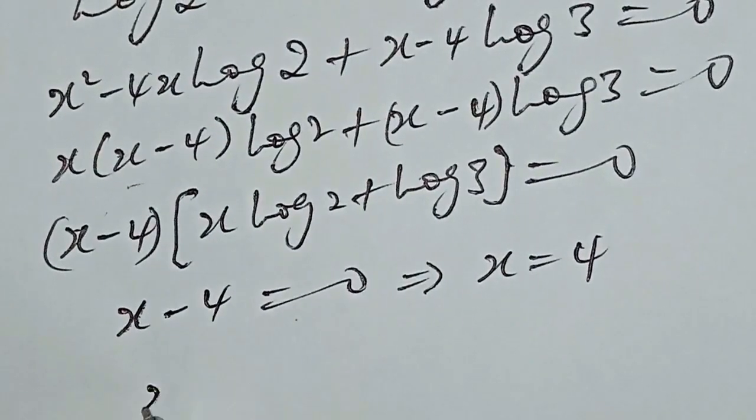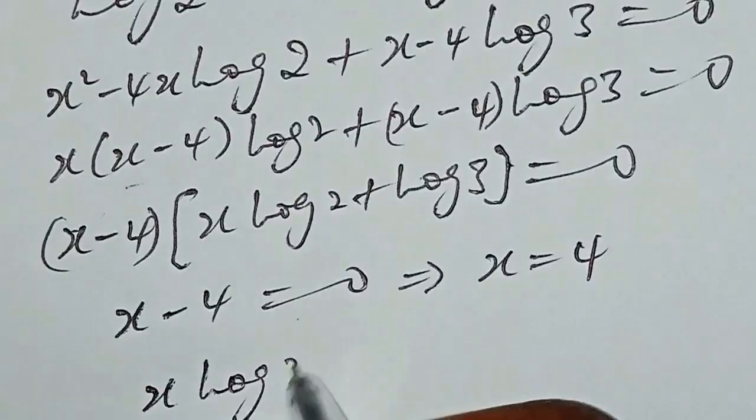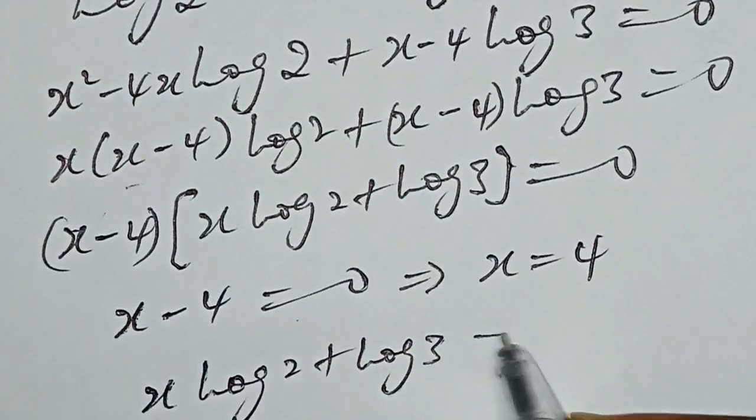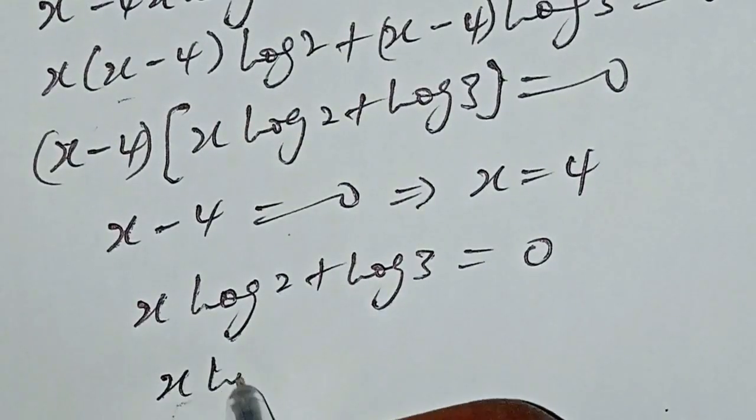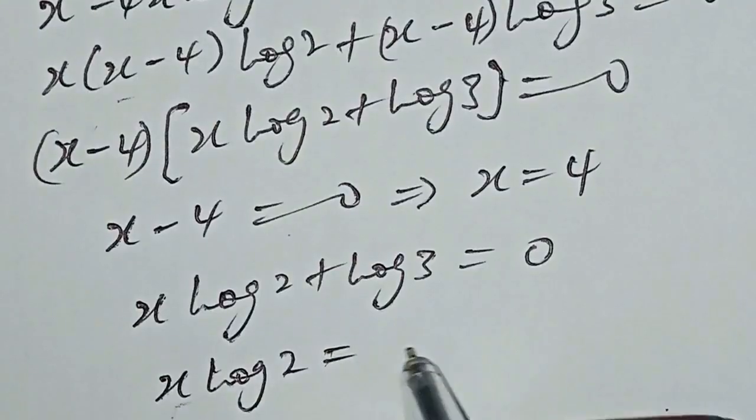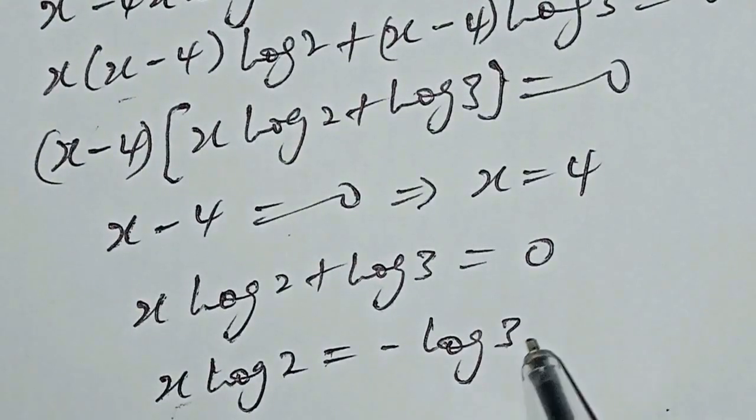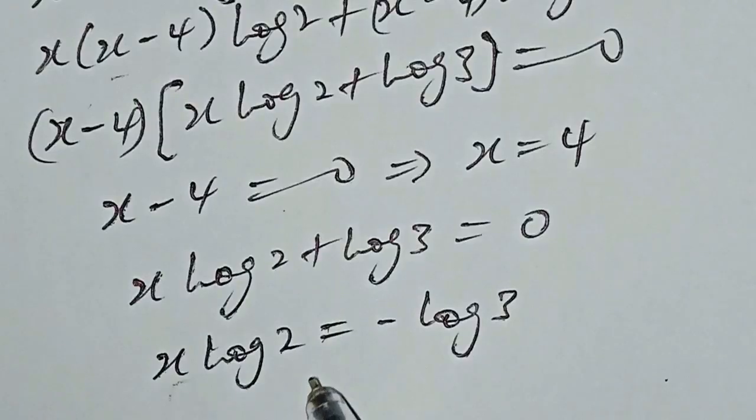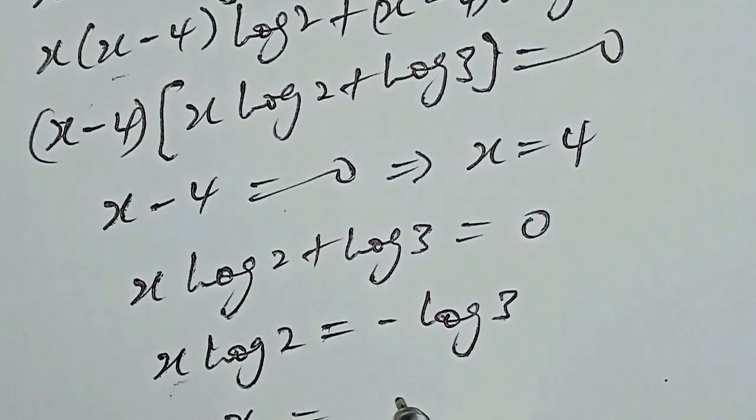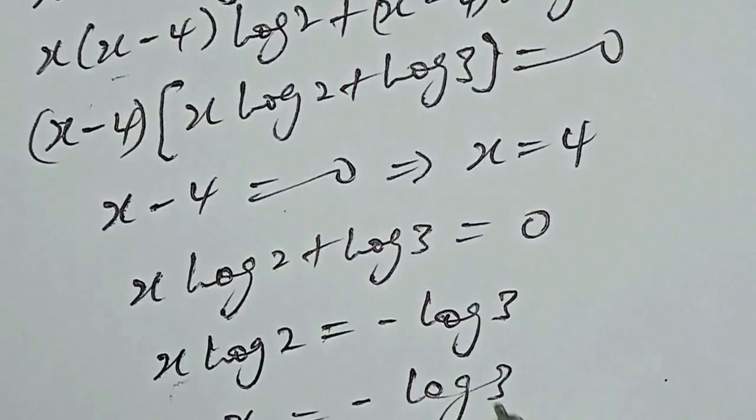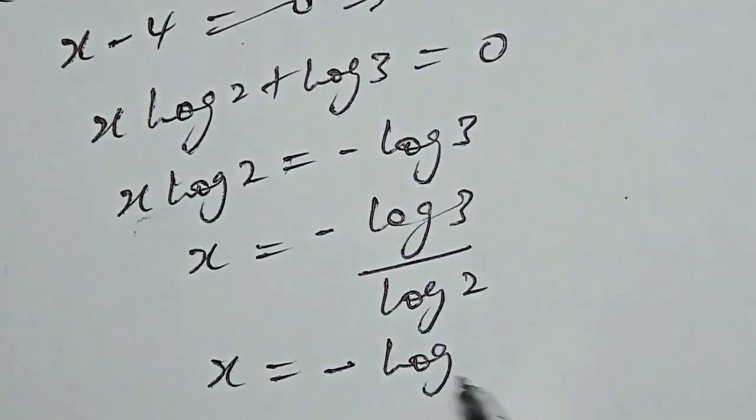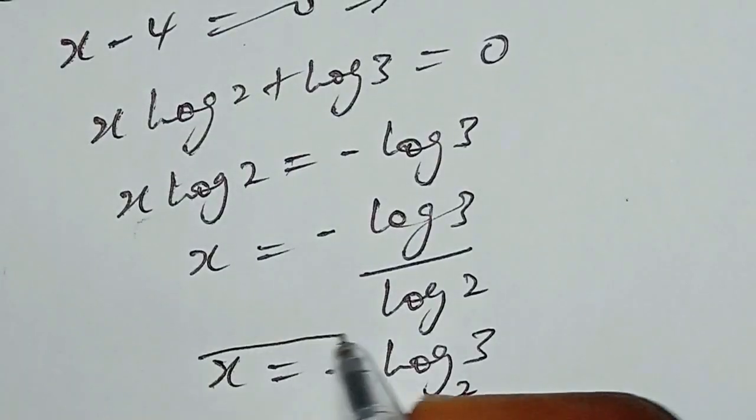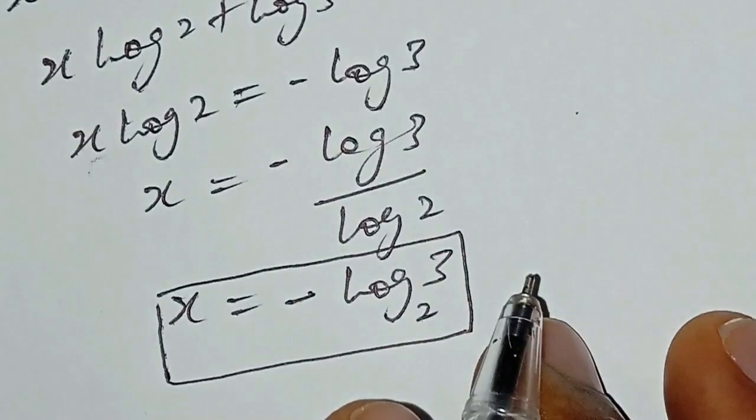Likewise, x log 2 plus log 3 equal to 0. So we'll move this to the right hand side. We have x log 2 then equal to minus log 3. Let's divide both sides by log 2. We have x will now be equal to minus log 3 over log 2. Okay, and x here will be equal to minus log base 2 of 3 as the second value of x.